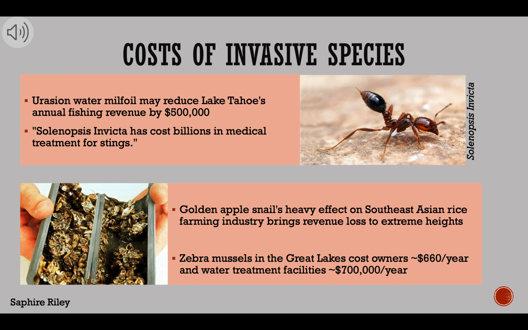And zebra mussels in the Great Lakes often ruin boats, clog water treatment tools and facilities, as shown on the left, and make drinking water taste unpleasant, costing private residents approximately $660 per year in maintenance and prevention, and costing water treatment facilities approximately $700,000 a year in repairs and maintenance.